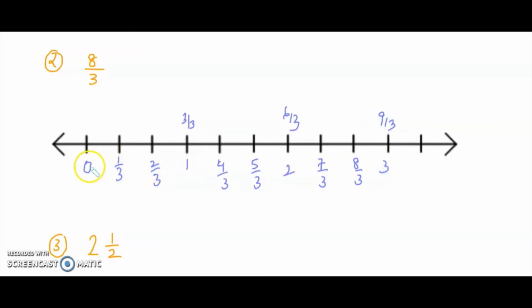Can you see, between 0 and 1, I have two partitions, 1 by 3 and 2 by 3, and the third one is 1. Then between 1 and 2, again I make 2 partitions, 4 by 3, 5 by 3, and the last one is 6 by 3. Then again between 2 and 3, 2 partitions, that is 7 by 3, 8 by 3, and 9 by 3 is 3. So which number do we have to represent? 8 by 3. So that's the answer. Okay, next.